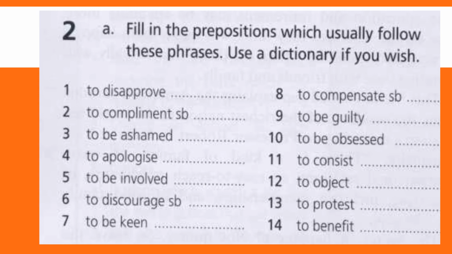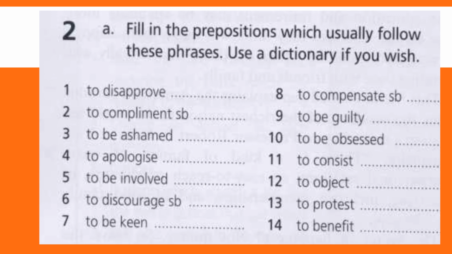So let's start with this: to disapprove of, and to compliment somebody on. So maybe I complimented my friend on doing this great work, for example. To be ashamed of. So I can say he is ashamed of himself. To apologize for cheating. And here we got to be involved in, to be involved in the family issues, to discourage somebody from. So maybe I'm discouraging my friend from hiking. To be keen on. So Ahmed is keen on studying today.